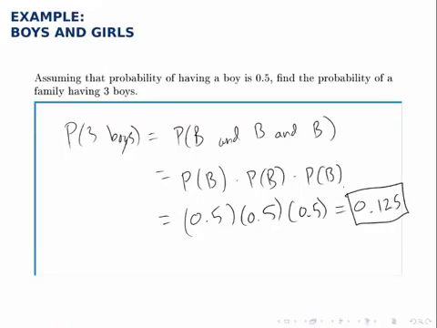Another way to do this problem is to list out the whole sample space of what could happen with 3 children. So boy, boy, boy, girl, girl, girl, boy, boy, girl, and so on and so forth. What you'll find is that there are 8 possibilities, and one of them is boy, boy, boy. So the probability of that happening is 1 out of 8. And 1 out of 8 is exactly 0.125. So either way we do the problem, we get to the same answer.